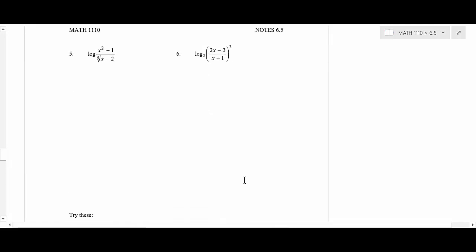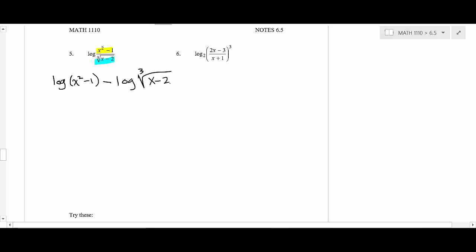Then I'll let you try a few just to see if you're comfortable with this. Okay, so this one is a log of a fraction. So how do you break it up if it's a log of a fraction? Into two logs? Difference. Okay, good. Okay, so we're going to do log, and it's a log base 10, so that would be log of x squared minus 1 minus log of cube root x minus 2.